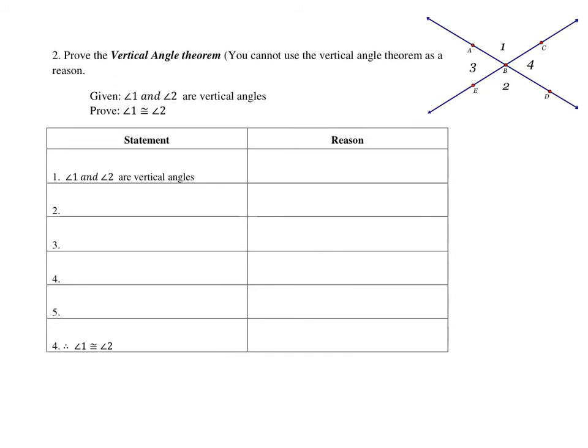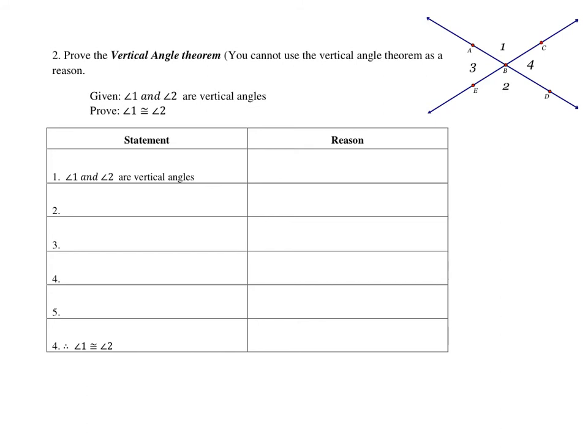On to the next one here. We got our vertical angle theorem. We're going to prove this. You can't use vertical angle theorem as your reason. Okay, we're told that 1 and 2 are vertical angles. We want to show that they're congruent. Okay, we can't say, I know they're congruent because they're vertical angles. We already talked about that. No, you can't do that. Okay, so we have to go through the steps here and prove it.